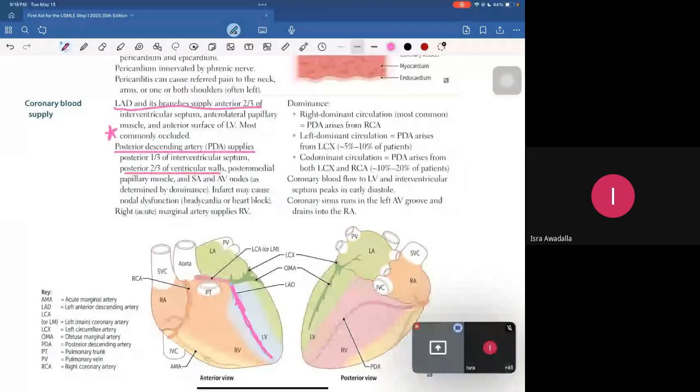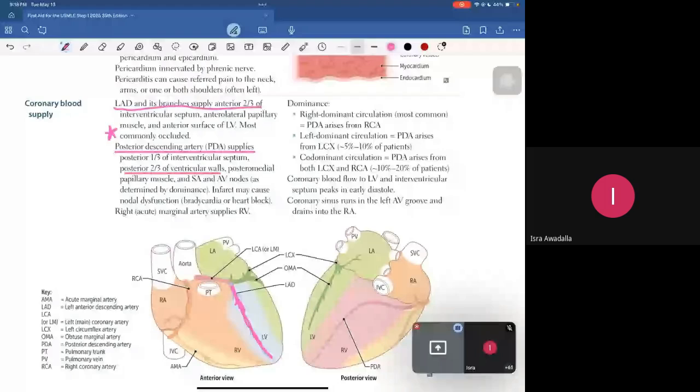So whenever the posterior descending artery is affected, remember that the SA and AV nodes cause the heart to beat, right? Your heartbeat is due to the SA and AV nodes. If the SA and AV nodes are damaged due to posterior descending artery problems, there would be heart problems: a problem with heartbeat, bradycardia or heart blocks, right?